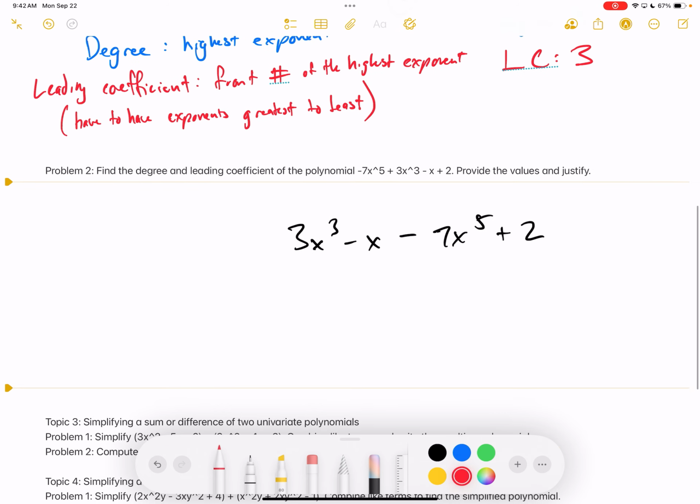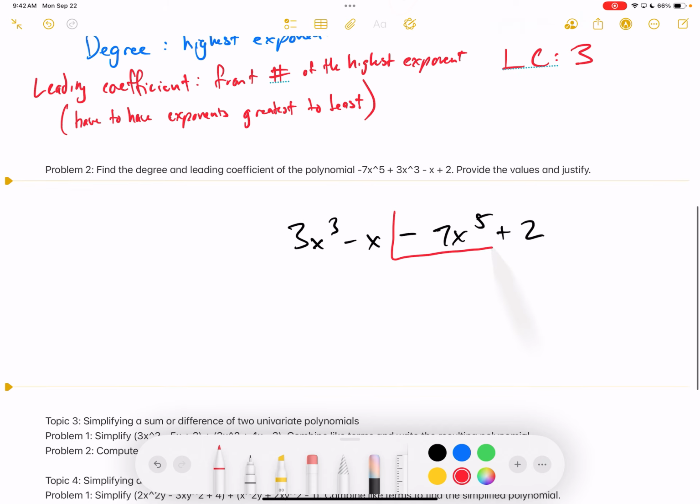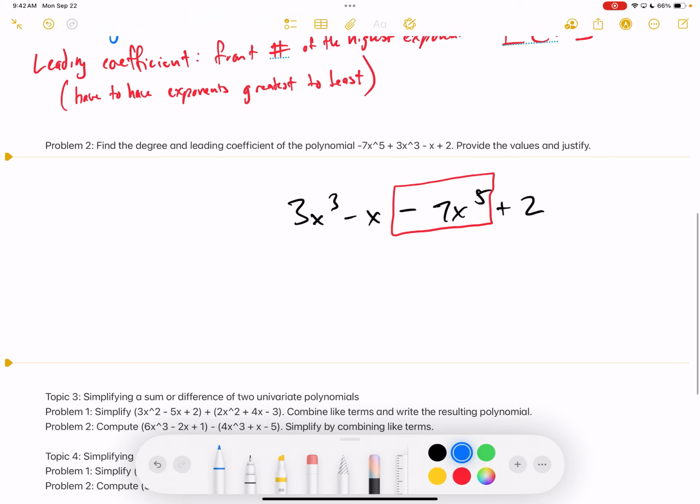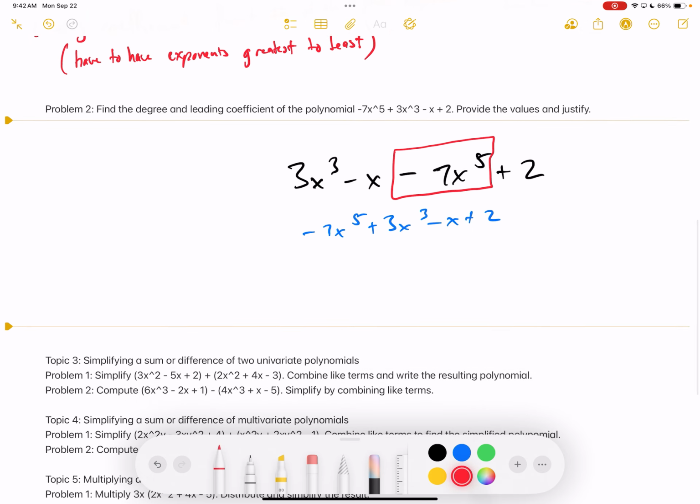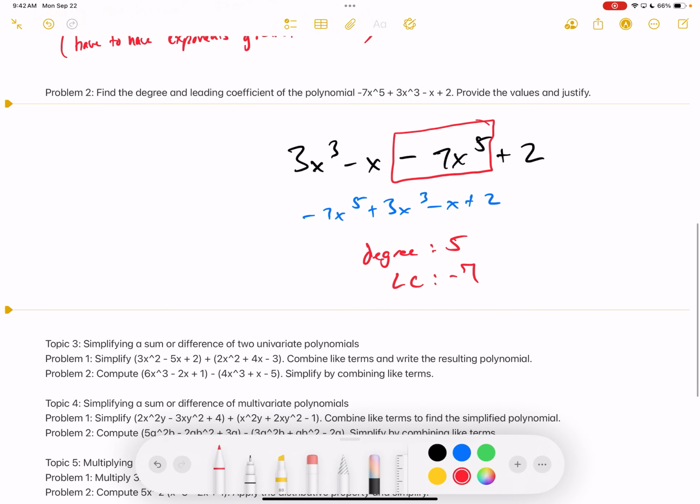Okay, so if I had this problem written like this, what you have to do is identify the term with the highest exponent, okay? Technically, you could rewrite it like this and rewrite it in decreasing order, okay? But really, this is the only thing I need to know: this is my term with the highest exponent. So my degree on this one is 5, and the leading coefficient of this problem is going to be -7, okay? Because if I wrote it correctly, the highest exponent would be in the front. So the front number is the leading coefficient, but it's always the one that's with the highest exponent, if that makes sense.